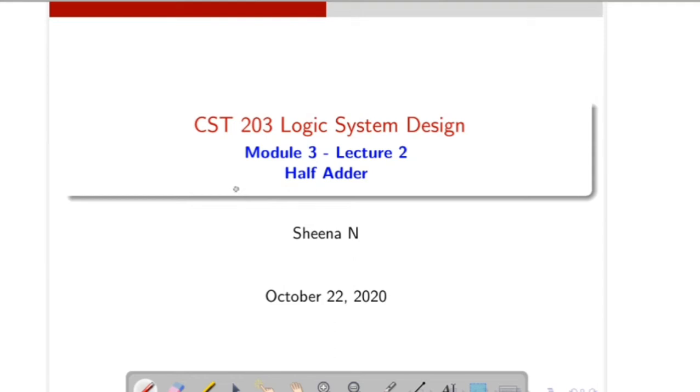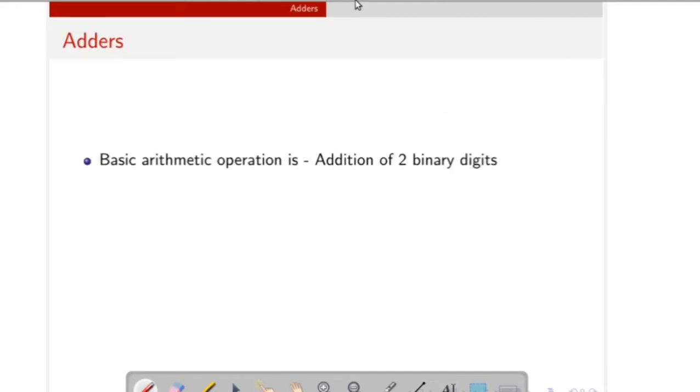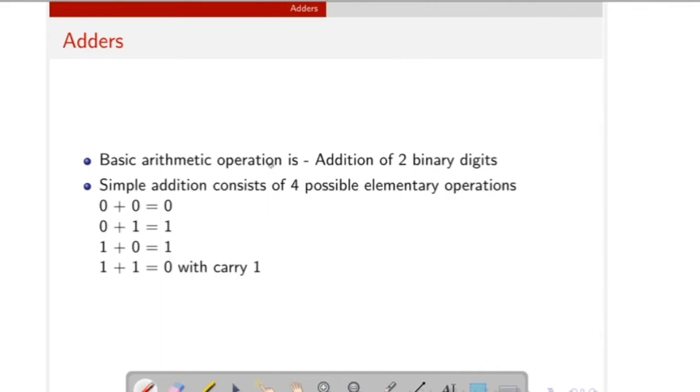Hi students, in this video we will study how to design a half adder. So what is an adder? The basic elementary operation is addition of two binary digits. Binary numbers have two bits only, 0 and 1. So for the addition there are four possible elementary operations.